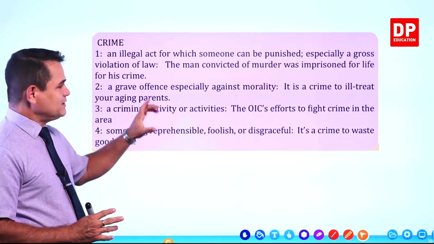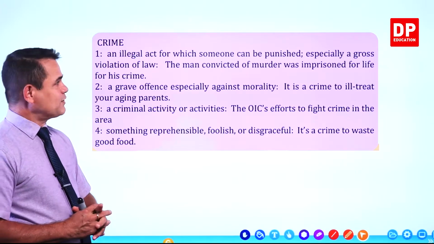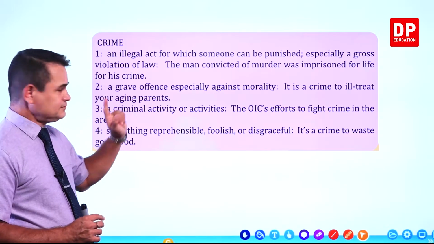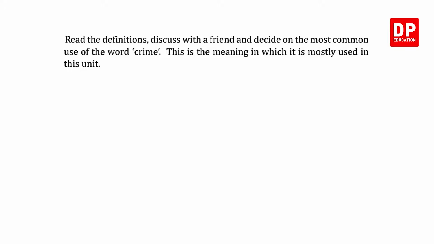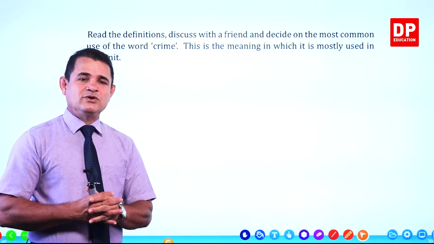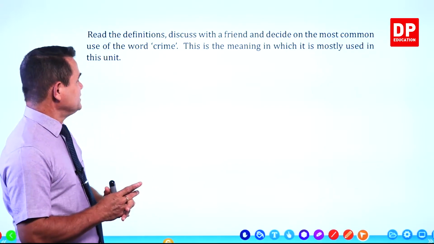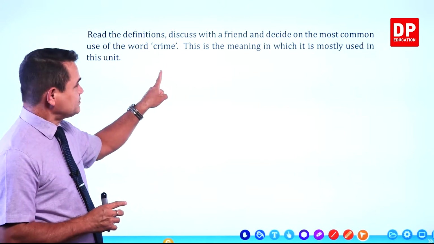Then you can take these good qualities to your personality. And so these are some of the definitions found from this dictionary. Read the definitions. Now we read them. අපි දැන් ඒවා කියුවා. Discuss with a friend and decide on the most common use of the word crime. Now you have to discuss with your friend. යාළුවත් එක්ක සාකච්ඡා කරලා most common, වඩාත්ම පොදු, හොඳම the crimes ගැන කියවෙන.